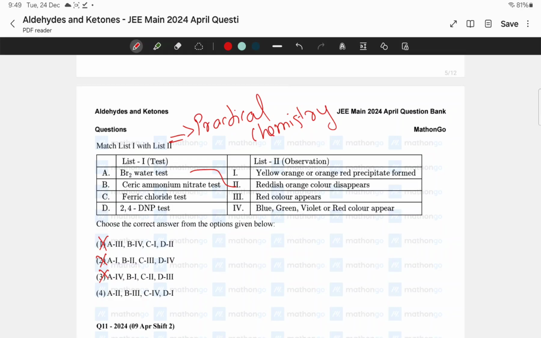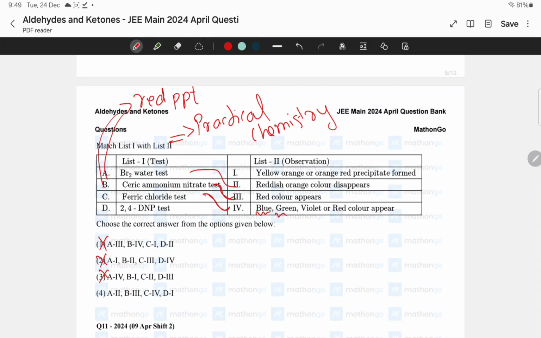We'll get a red color in presence of alcoholic OH group. That is the thing. A red precipitate in presence of alcoholic OH group. So we'll take ferric ammonium nitrate, where red color appears. B3. Now ferric chloride test. What happens? Blue, green, violet or red color appears.